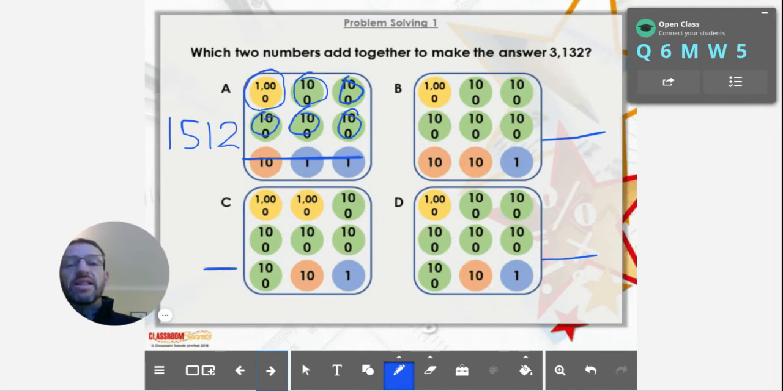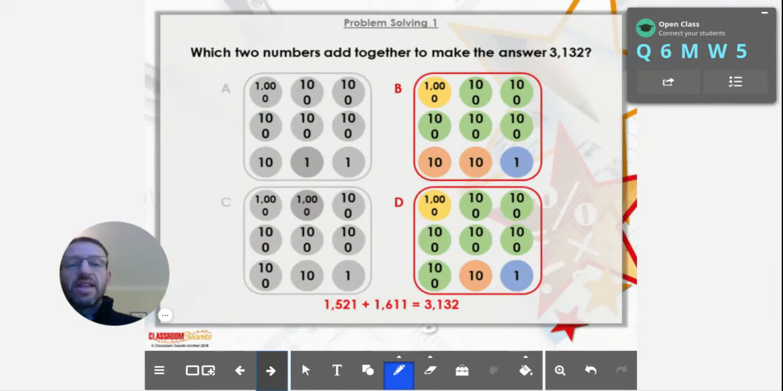You might have to add together A and C. See if you get the right answer. If it doesn't work, try two more until you get the correct answer. In this case, it was B and D.